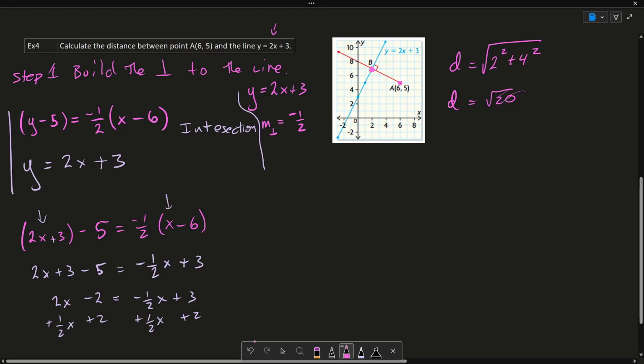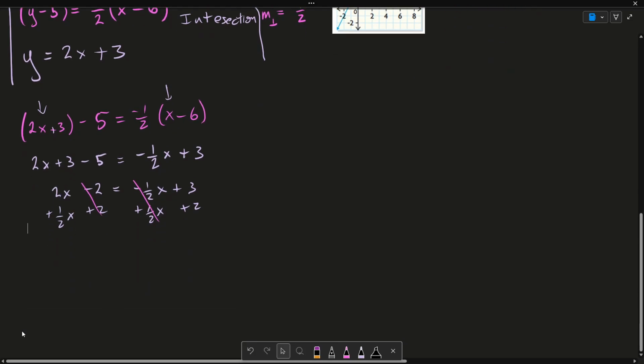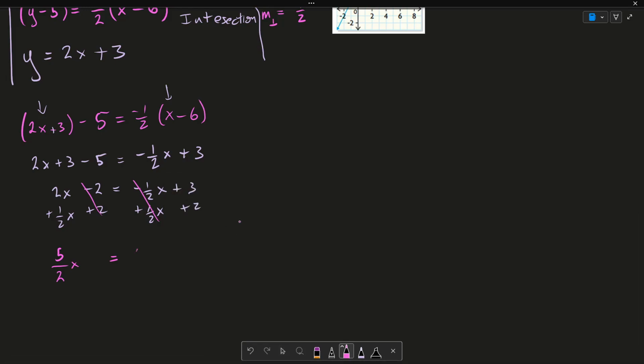Why am I doing that? I'm just balancing these equations, because that way those guys cancel, and I'm left with here a 2x plus a 1/2 x, which is a 2.5x, or if you put it in fraction, it's a 5/2 x, and that should equal this part here, 3 plus 2, which is 5.